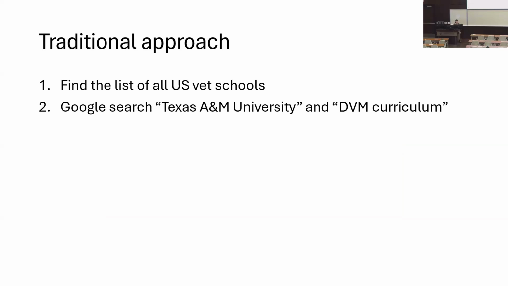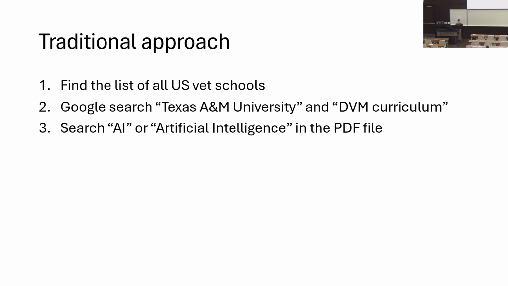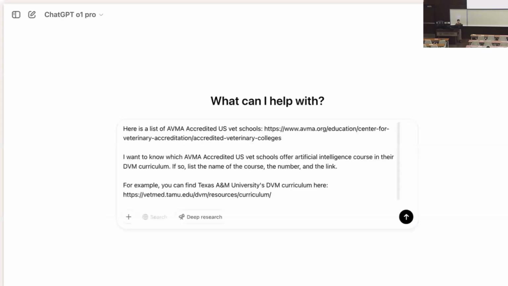I'll Google search Texas A&M DVM curriculum, and I will try to search AI or artificial intelligence in their PDF file. But now what I would do is just use the deep search function in ChatGPT. So I'll tell it, here's a list of the AVMA accredited US vet schools, and I provide the link. And I will say, I want to know which AVMA accredited US vet schools offer an artificial intelligence course in their DVM curriculum. If so, list the name of the course, number, and the link.